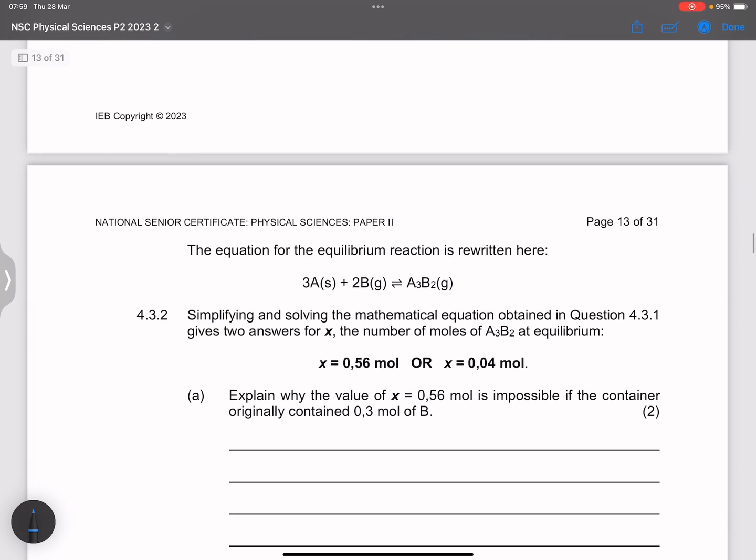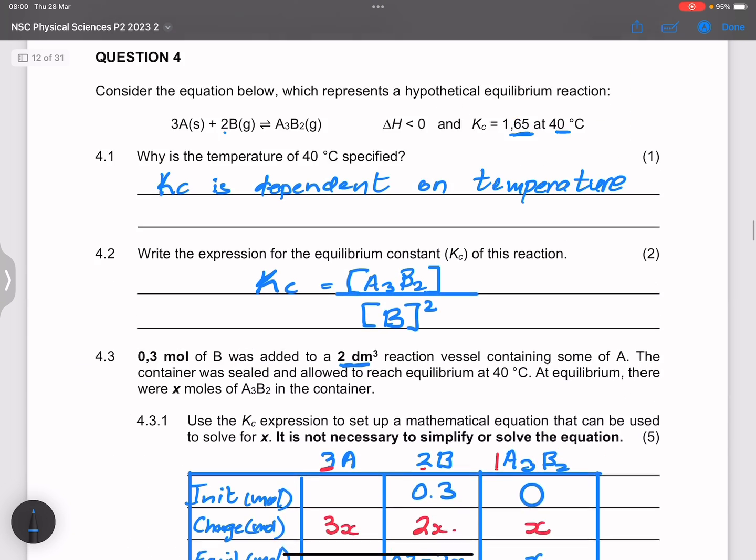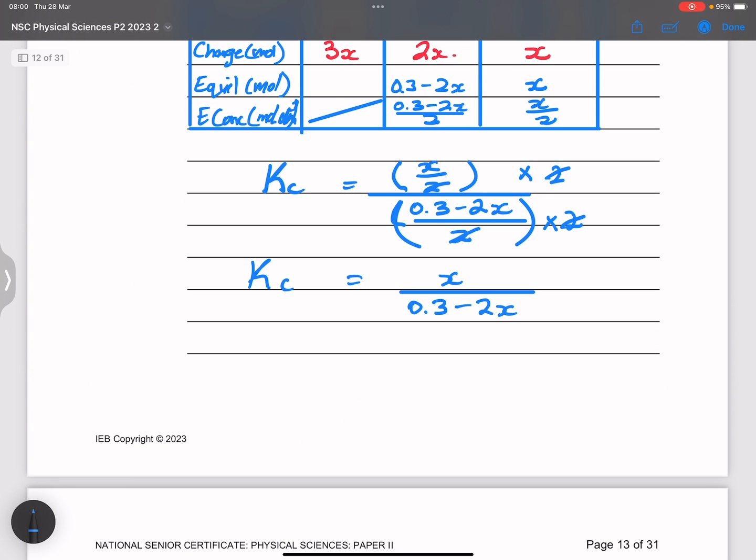Okay, right, now they say to you, the equation for the equilibrium reaction is written here, okay? Simplifying and solving the mathematical equation obtained in 4.3.1 gives two answers, right? They say then the number of moles of A3B2 at equilibrium. So you get two answers, either 0.56 or 0.04. Let me just check. Were we given the Kc value? Oh yes, we had been given the Kc value. So we would have substituted that value there, which is 1.65. Okay, so if you wanted to actually simplify even further, that would give you X equals 1.65 into 0.3 minus 2X. Okay, and of course, you can simplify this as much as possible.